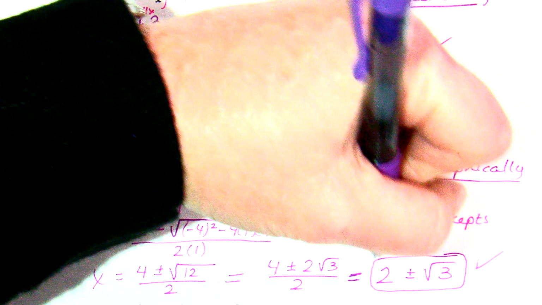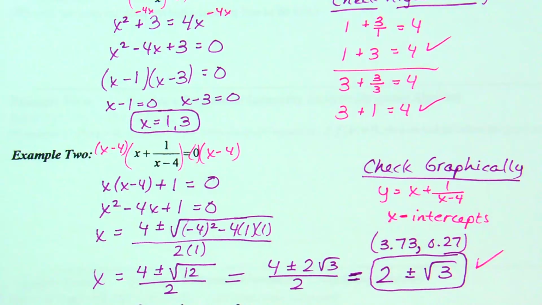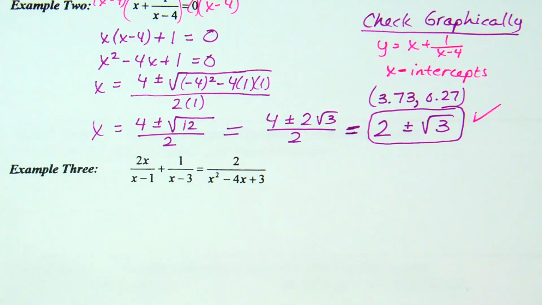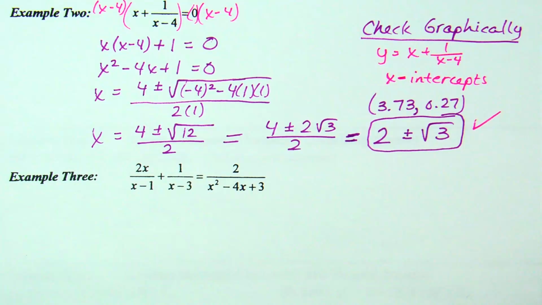And again, if you give these answers as decimals, I'm okay with that as well, 3.73, 0.27. It just depends what kind of answers they're looking for, if they want decimals or if they want exact. 2 plus or minus square root of 3 are exact answers. I don't know if we'll get all the way through example 3, but we've got to get it started. That's the key on this one. If we get it started, we're good.